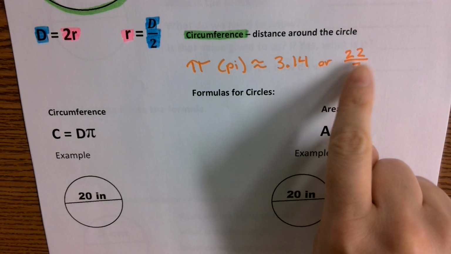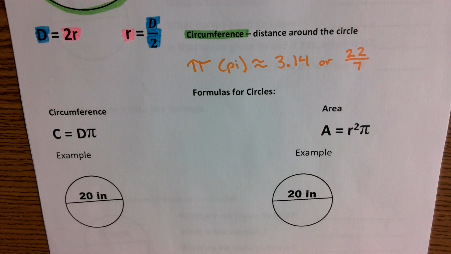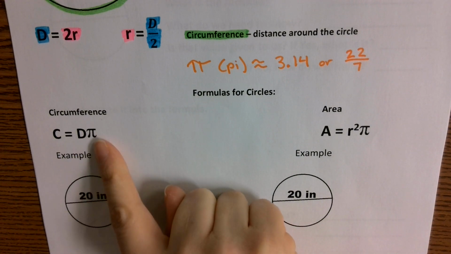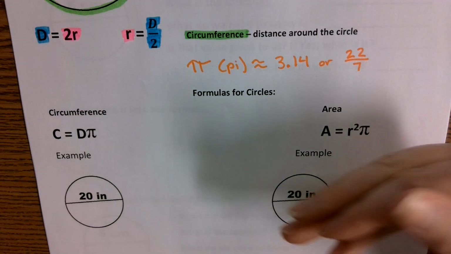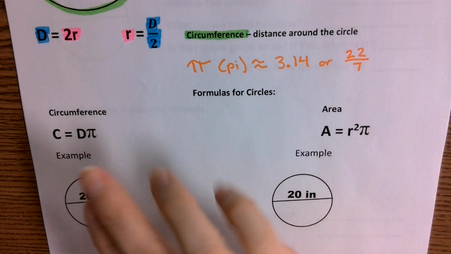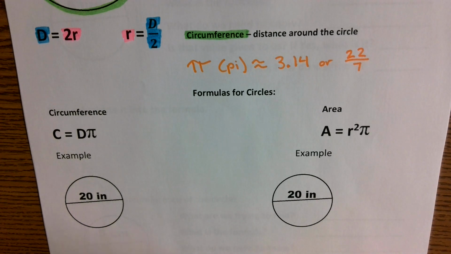Usually when we use the fraction, it's because we're either A, dealing with a fractional value for our diameter, or B, our diameter happens to be a value that is divisible by 7. When we use 22 over 7 and we multiply it by a value that is divisible by 7, it has an easier chance of coming out to a whole number. So it just comes out to a nicer looking value. Other than that, we typically just use 3.14. So for all intents and purposes, I want you guys to use 3.14, unless otherwise stated.